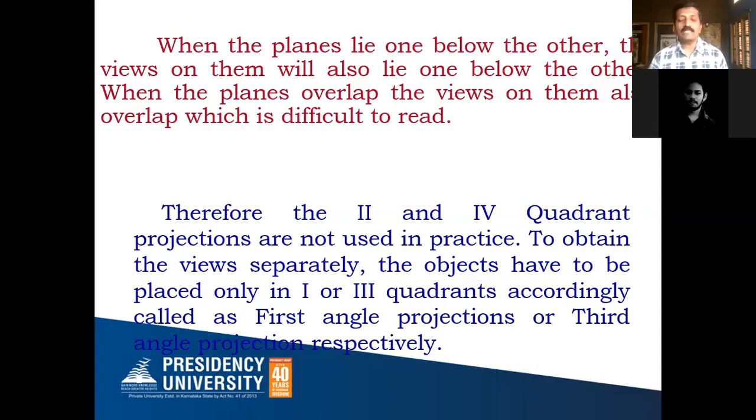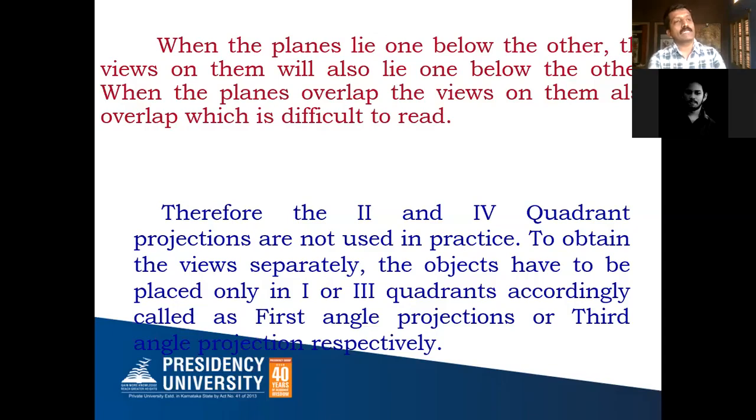Because a point is a dimensionless object. If I place n number of points on the same point, it looks like a point only. It will coincide on the same point. That's all. I cannot say draw a point of 2 millimeter, draw a point of 5 millimeter. A point is a point. It doesn't contain any dimension as such. So that's why the first and third quadrant systems are well used; they are called the first angle projection system as well as the third angle projection system.